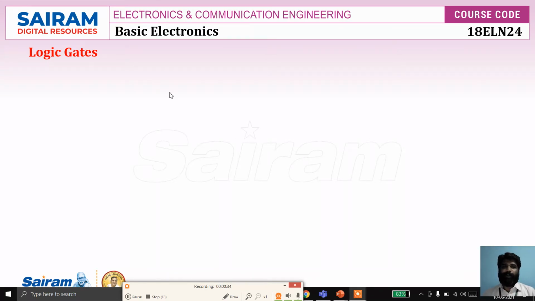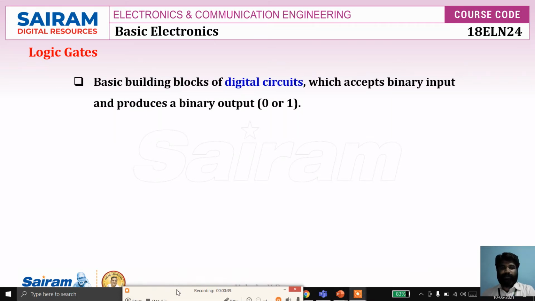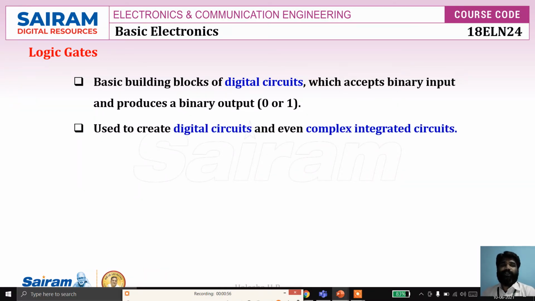in this video. Logic gates are the basic building blocks of digital circuits, which accept binary input and produce a binary output. That means it receives either 0 or 1 and it produces either 0 or 1. These logic gates are used to create a simple digital circuit or even a complex integrated circuit, that means an IC.